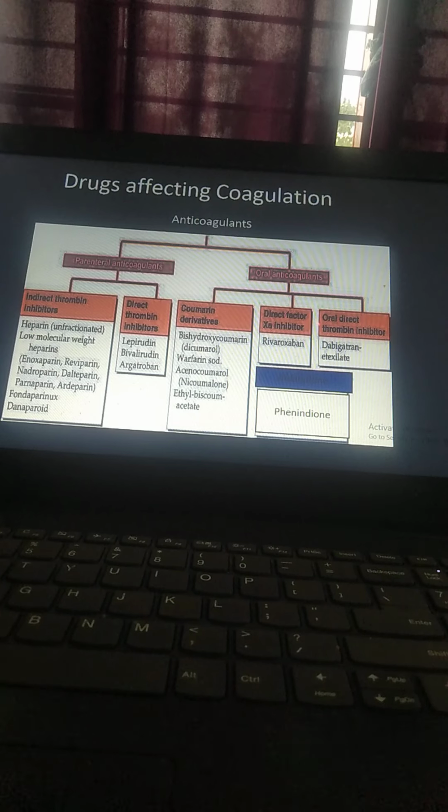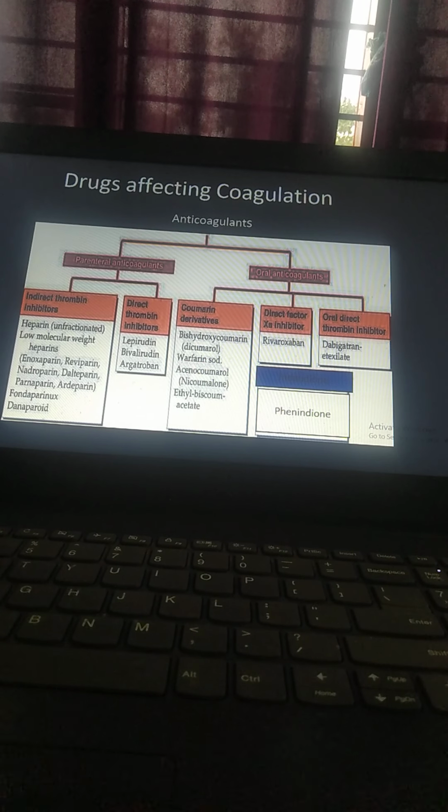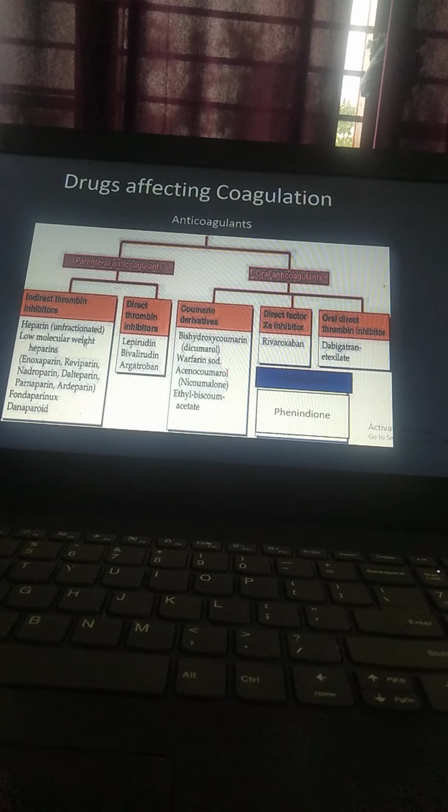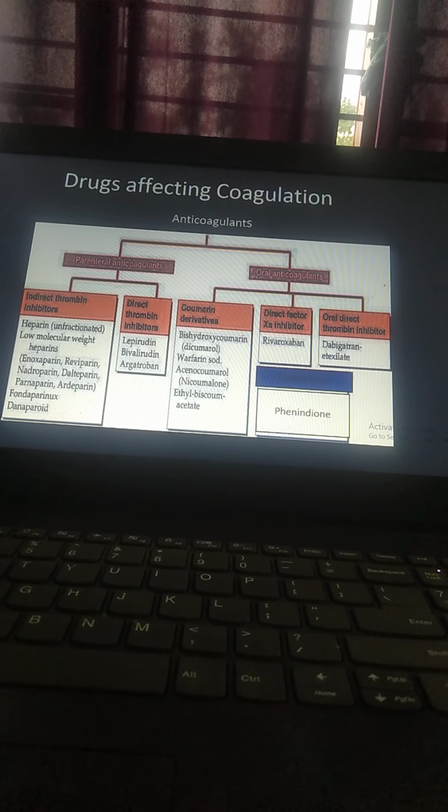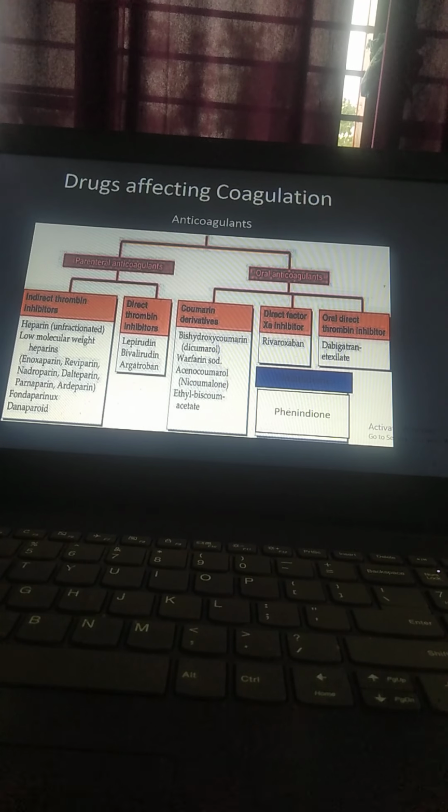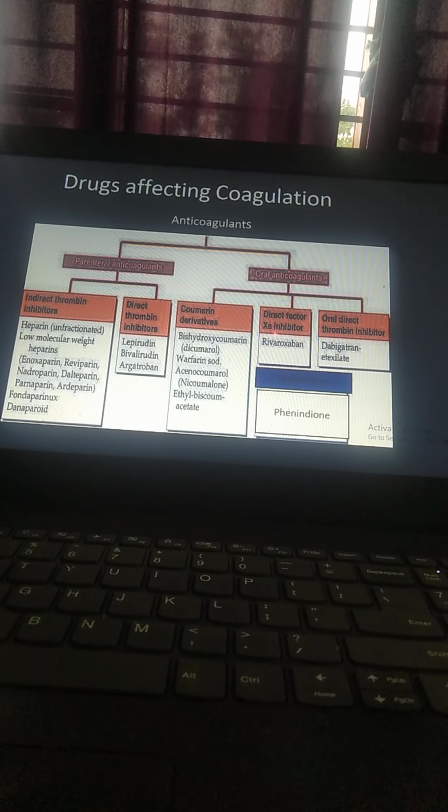Then we have oral anticoagulants, under three headings. We have coumarin derivatives. Under this head we have bishydroxycoumarin, dicumarol, warfarin sodium, which is very important, acenocoumarol, ethyl biscoumacetate.